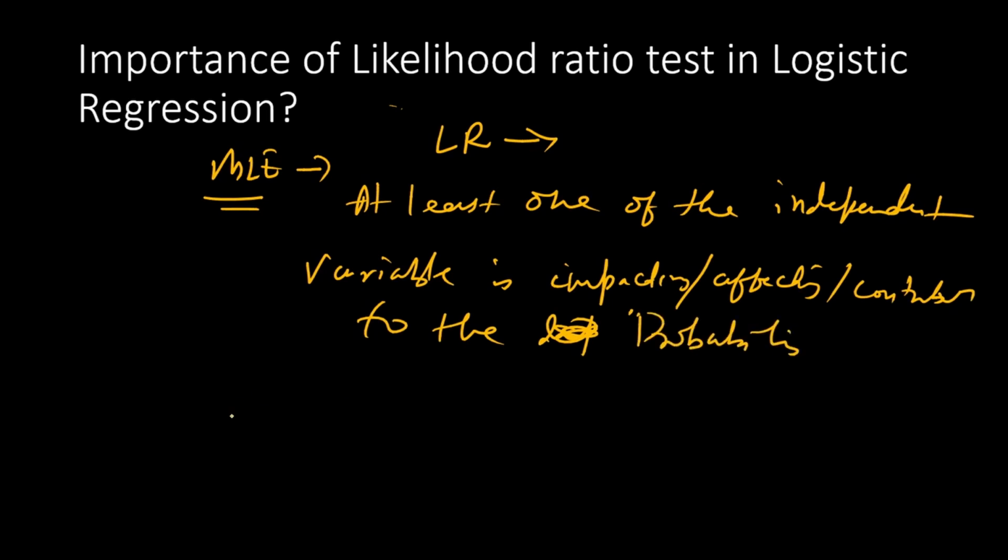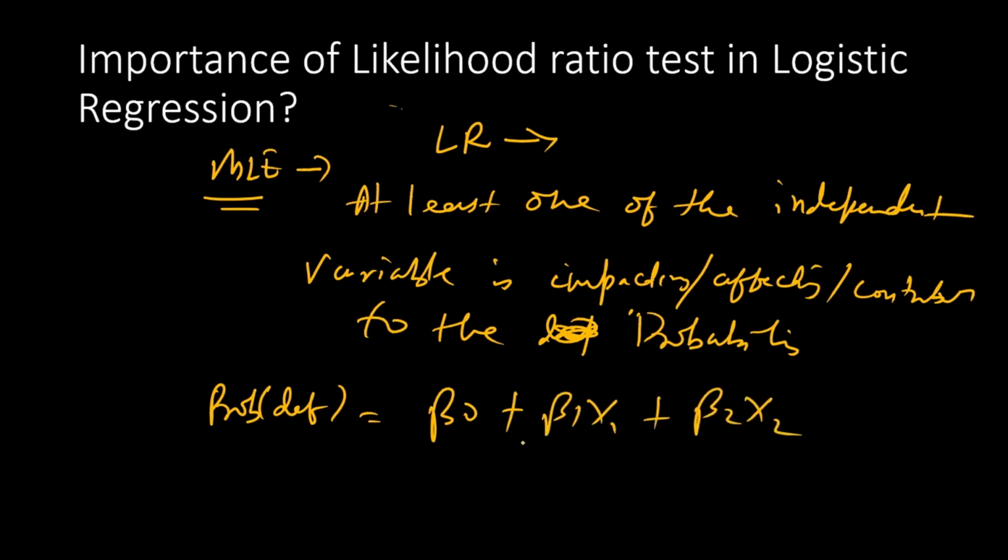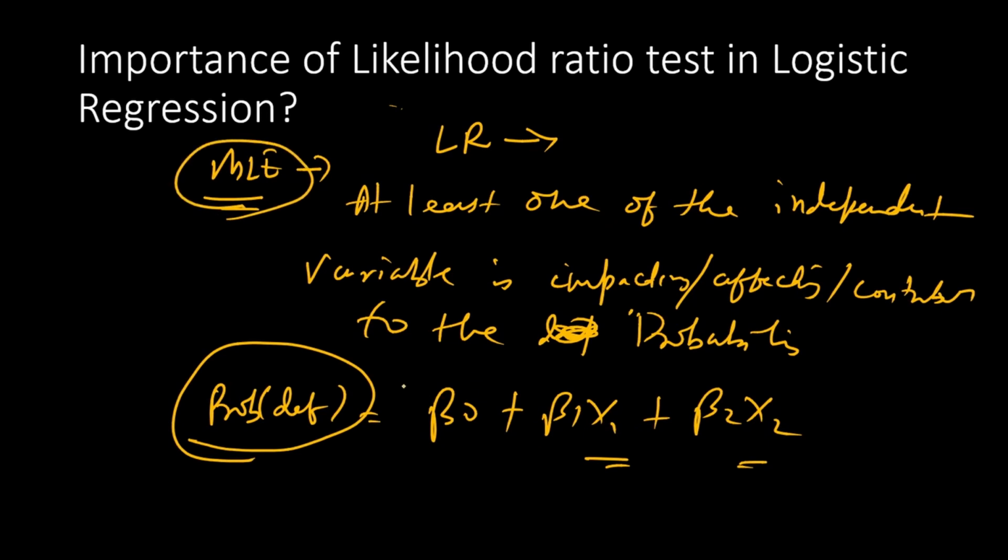That means, let's say you're finding the probability of default, which is beta naught plus beta 1 x1 plus beta 2 x2. So there are two independent variables in this case. The LR test or the likelihood ratio test will tell you that at least one of these two variables is impacting the probability. Otherwise there is no point in going forward and looking at your final results from the maximum likelihood estimation or optimization. So the first thing is to look at that.